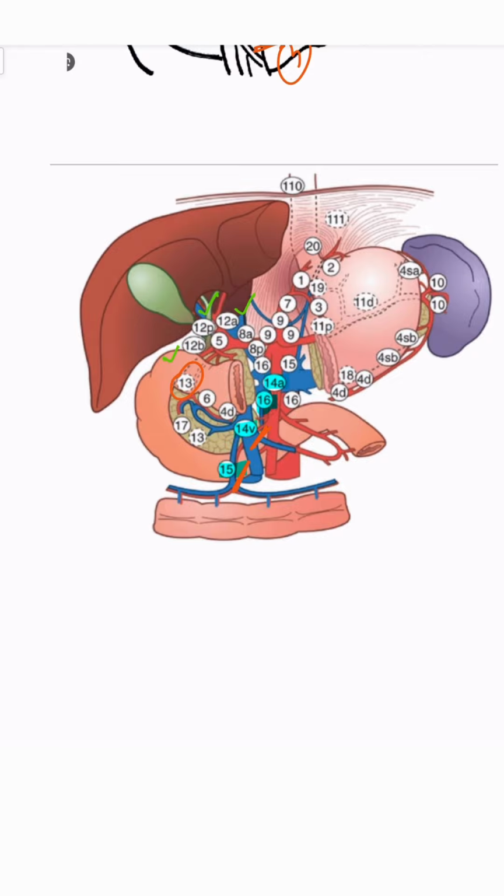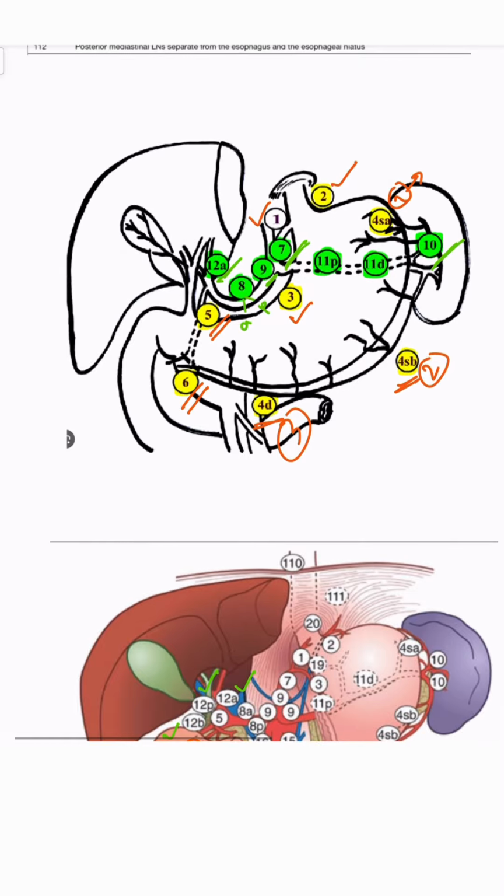And remember, in D1 gastrectomy, we remove from station 1 lymph node up to the station 7 lymph node. In D2 gastrectomy, we remove D1 lymph nodes plus the 8th lymph node, 9th lymph node, 11P, 11D, and 12A.